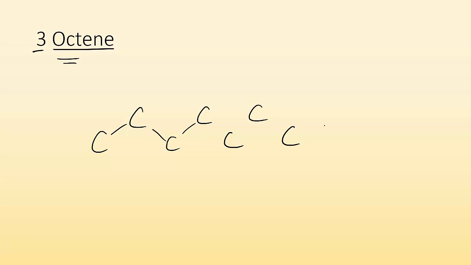All right, so what if I had a name and I wanted the structure? 3-octene. Well, let me break it down. Oct tells me that there's 8 carbons. So I'm going to draw 8 carbons. 1, 2, 3, 4, 5, 6, 7, 8. I'm going to make bonds with all of them right there. And the ene is telling me that there's a double bond somewhere, and it is after the third carbon. So 1, 2, 3. So after this carbon, there's a double bond.